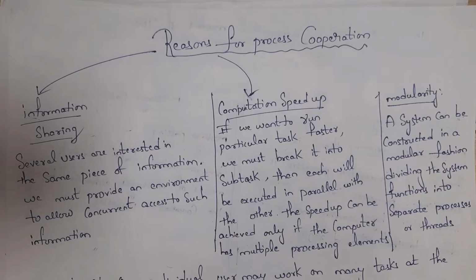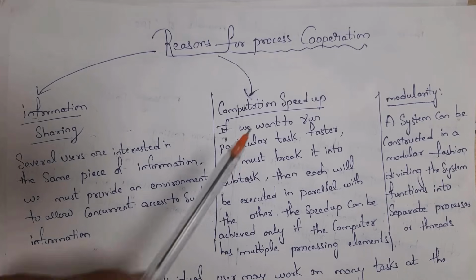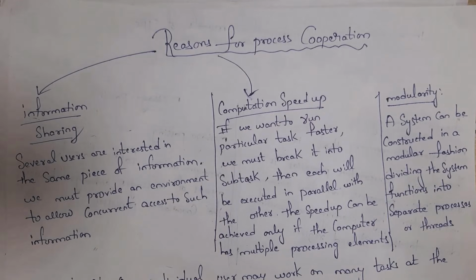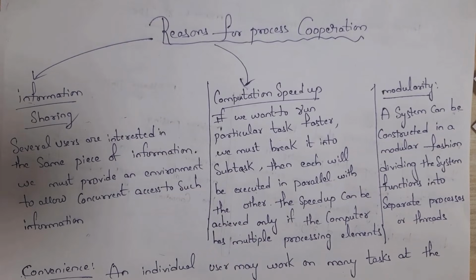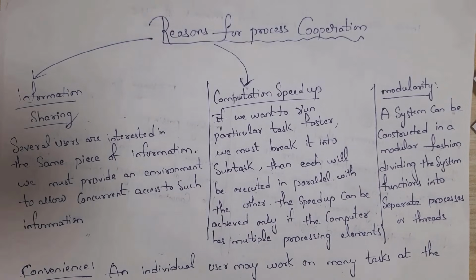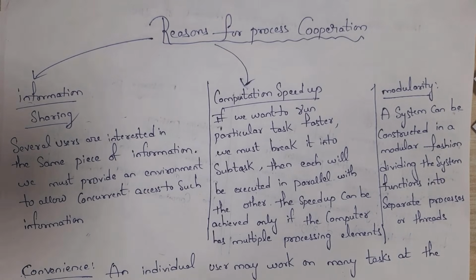But what is the reason for process cooperation? There are four reasons: first is information sharing, second is computation speed up, third is modularity, and fourth is convenience. First one is information sharing. There are many users and these users want to exchange information with each other. In order to exchange information, we need cooperative processes.